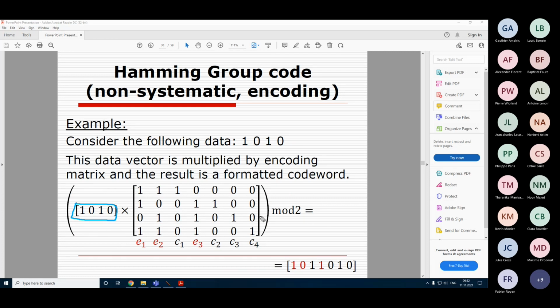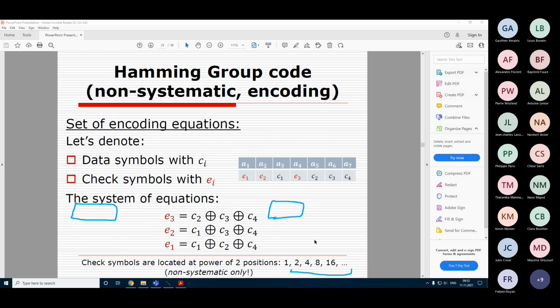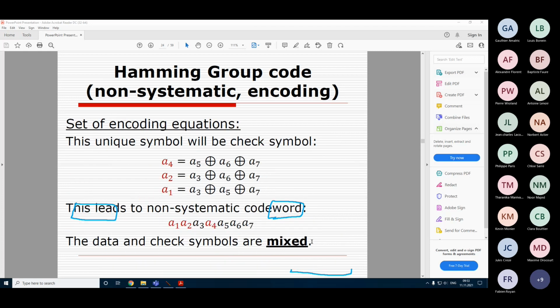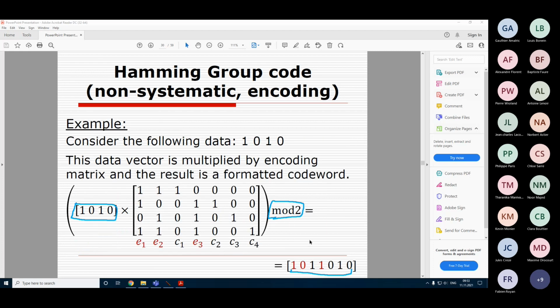We multiply this with this matrix, and don't forget that we need to actually calculate modulus too, because we are working with XOR rather than classical adding. This way, as a result of this matrix multiplication, we get a row vector, which is our code word, exactly the same values which we have calculated by hand.